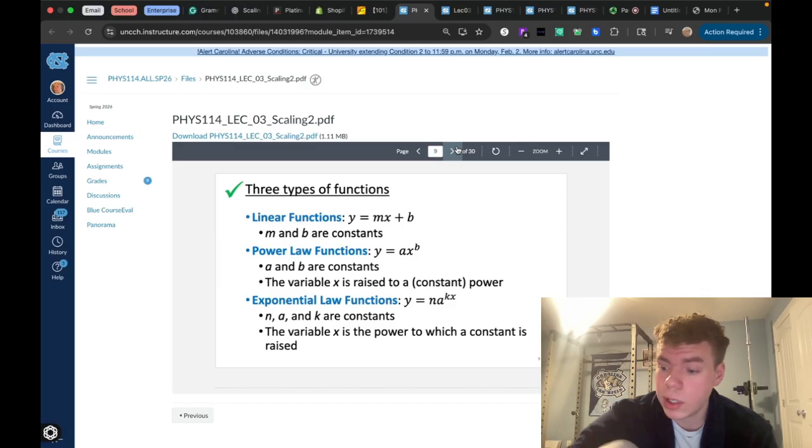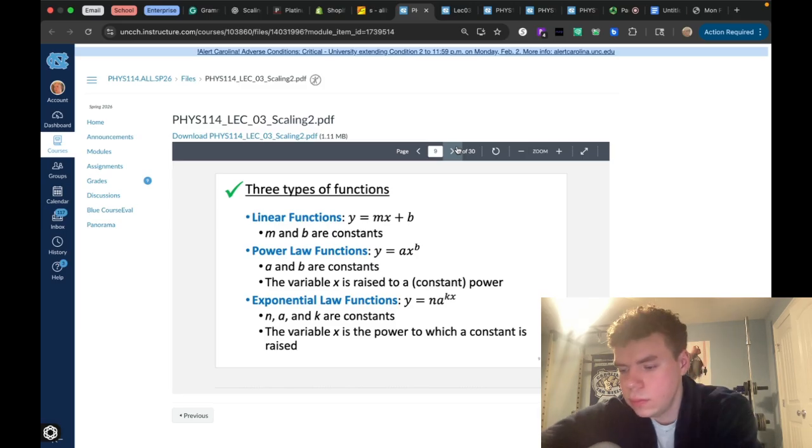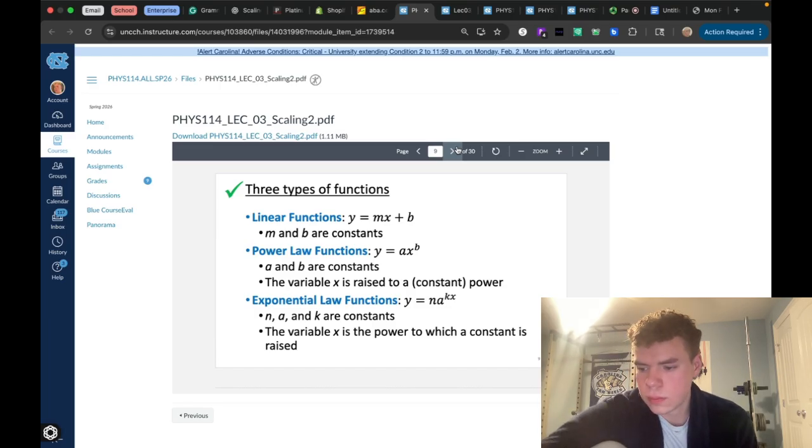All right. Types of functions. So we have linear functions, right? Linear: y equals mx plus b. That's basic algebra. Power law: y equals a x to the b power.